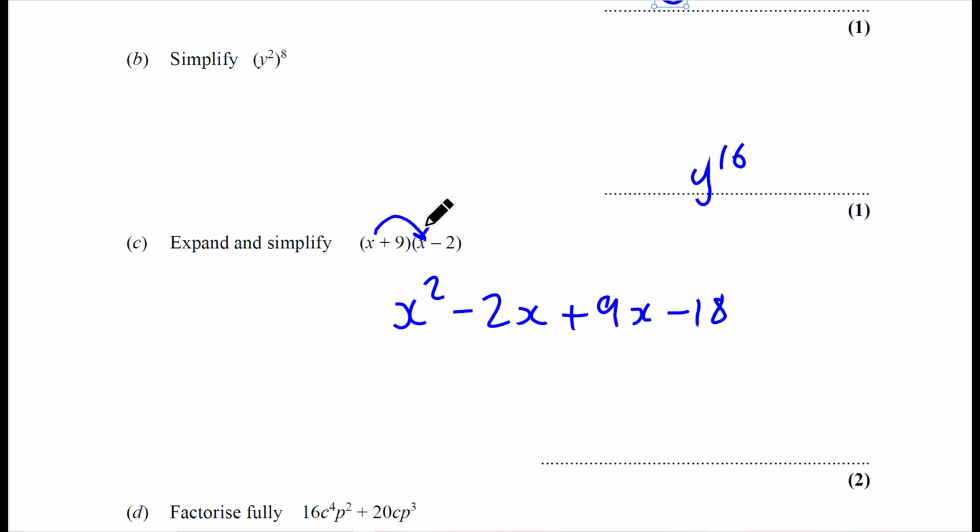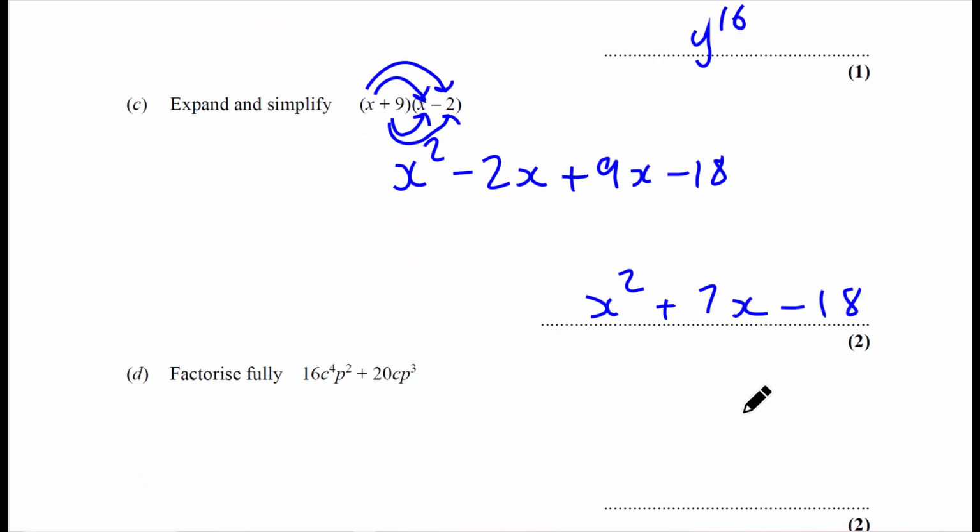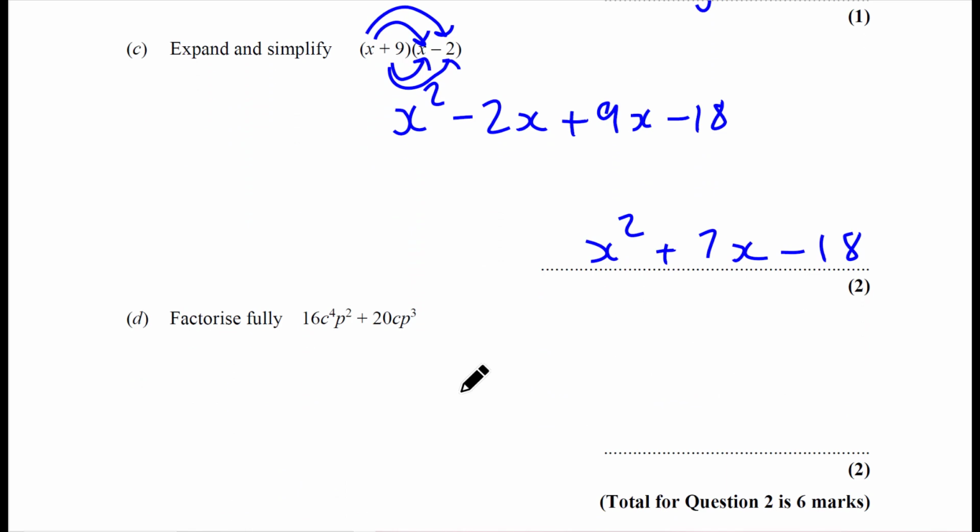You can see that's the x squared, that's the minus 2x, that's the plus 9x, and the minus 18. Simplify that. And that's done. Factorise fully, so we take the highest common factor out of both of these numbers, so that's got to be 4. We can take a c out of both, and the p squared out of both, so then that was going to be 4c cubed plus 5p.